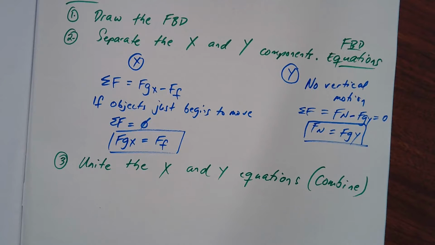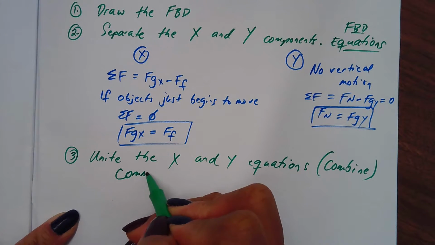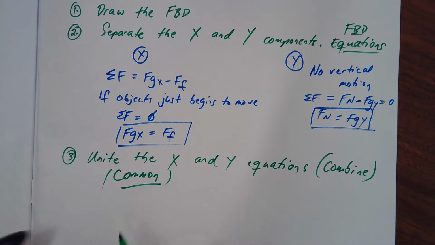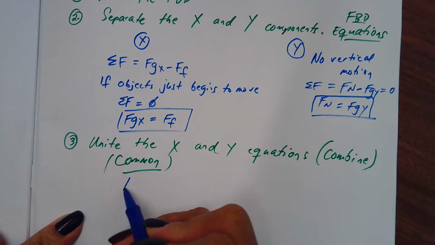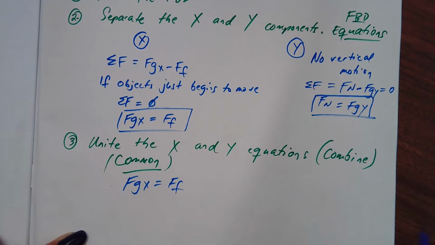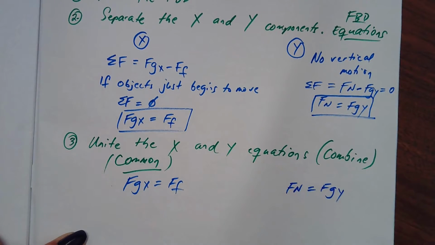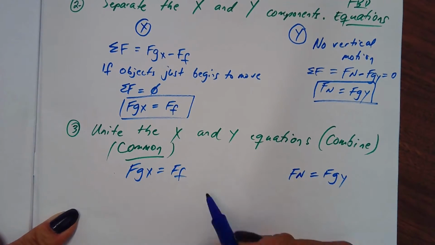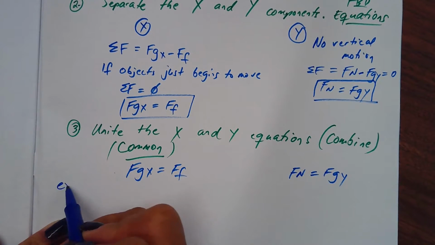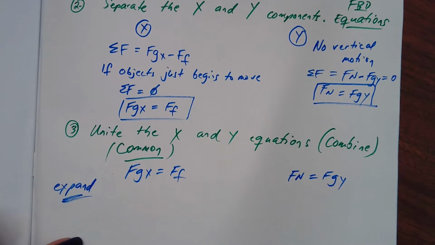So how do we do that? What do they have in common, right? What do they have in common? And then we're going to combine the two. All right, so I'm going to rewrite the equation here for the x component. So we have Fgx equals Ff. And then here for the y component, I'm just rewriting. Okay, so we're going to now expand this first. Let's expand. Meaning we're still opening up the Fgx.